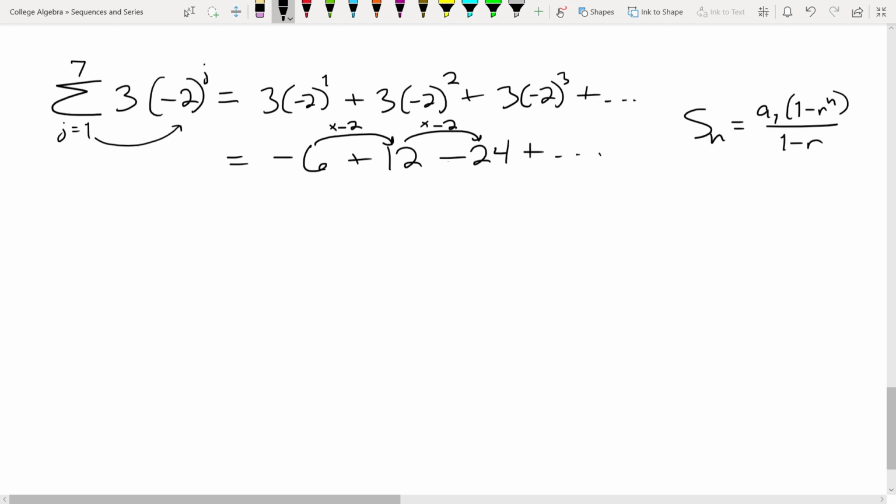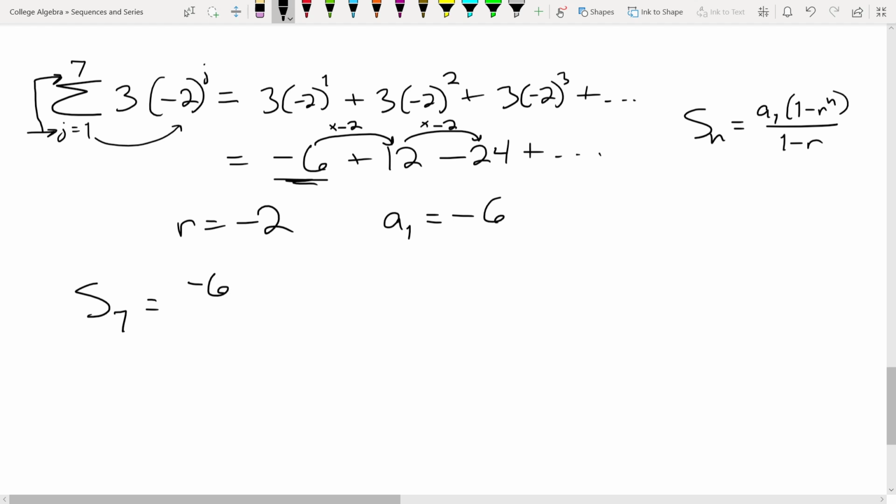And so r here is -2. And that's what makes it alternating. And we also know A1 is just the first term in the sequence, which is going to be -6. So to find the first 7 terms, right, j goes from 1 up to 7. So we're finding the first 7 terms. We're going to do the sum S7 equals A1, which is -6, times (1 minus r to the n power), all over 1 minus r.